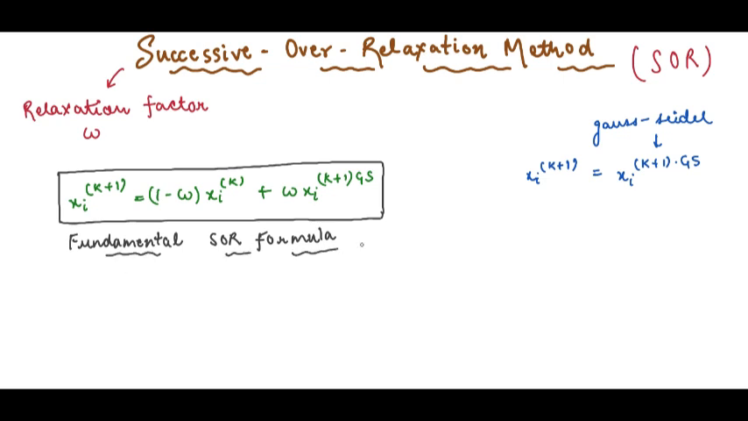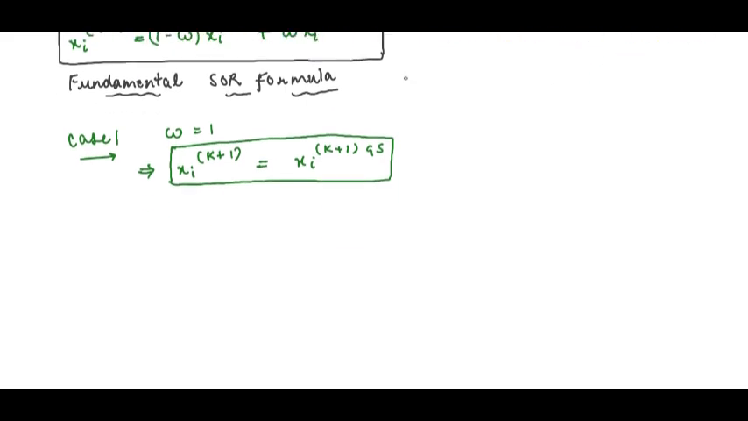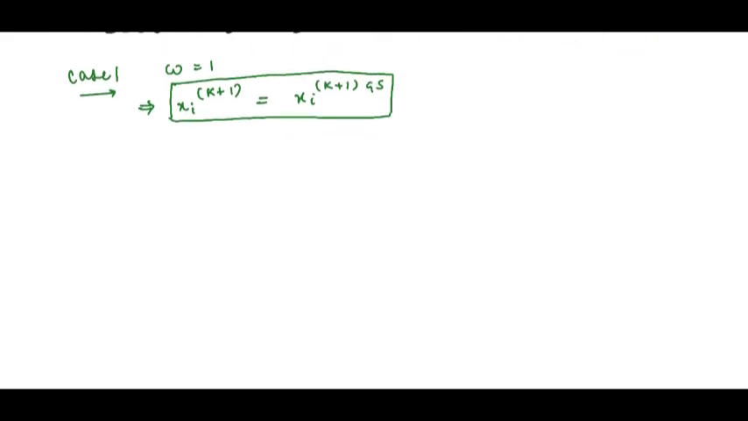The first case is omega equal to 1. Substituting this value, x_i^(k+1) equals (1 minus 1) times x_i^(k) plus 1 times x_i^(k+1) GS. Therefore, that becomes x_i^(k+1) equals x_i^(k+1) GS. So when omega equals 1, SOR becomes exactly the Gauss-Seidel method, and that is a very important result.